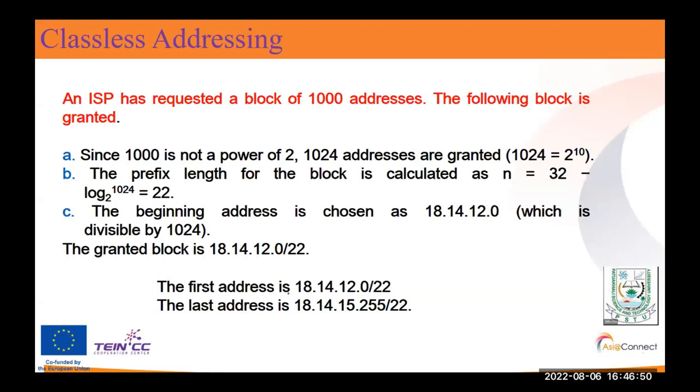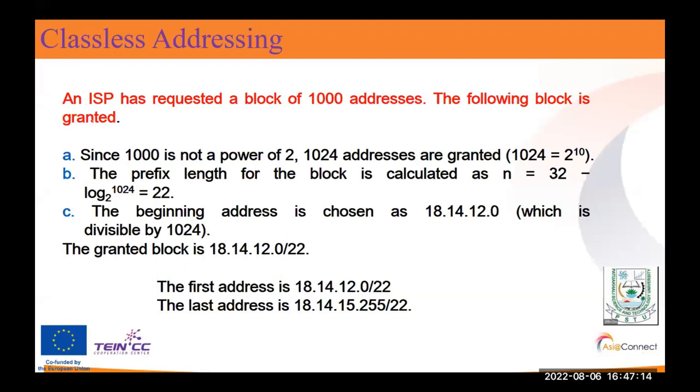That's why the first address is 18.14.12.0 and the last address is 18.14.15.255. You can also calculate by using the previous rules. By using the first address and the AND operation, you can calculate the first address, and you can also calculate the last address by using the OR operation. Okay, is it clear or not?